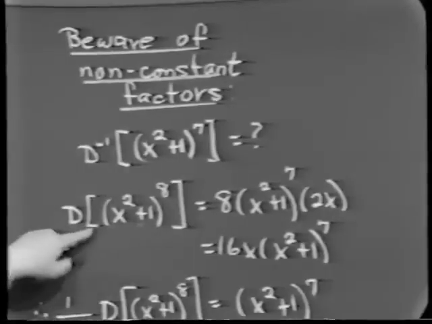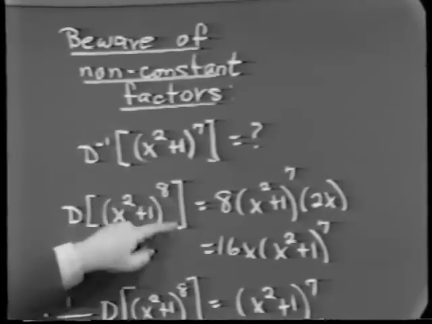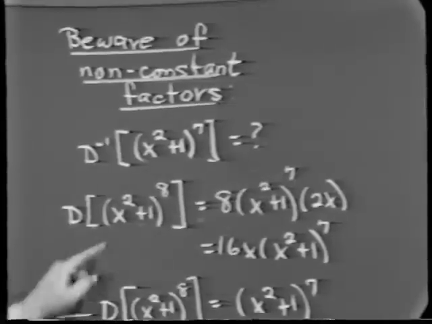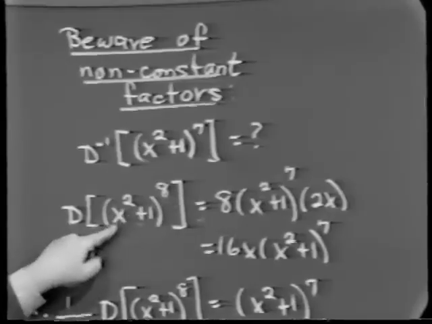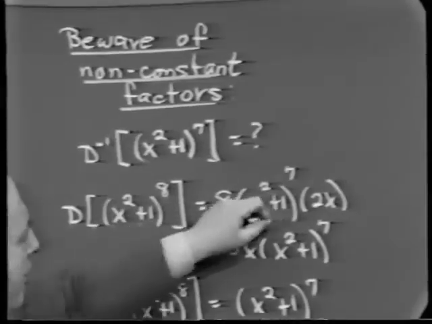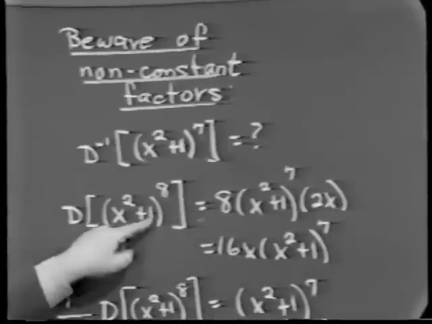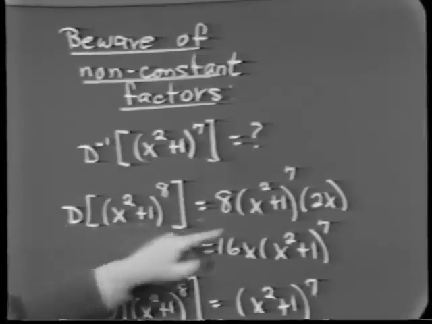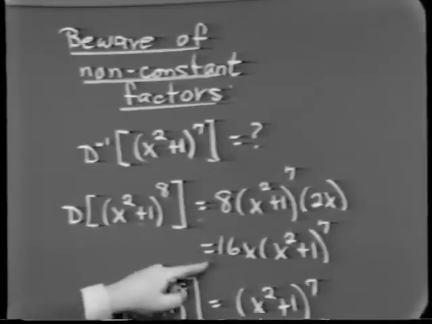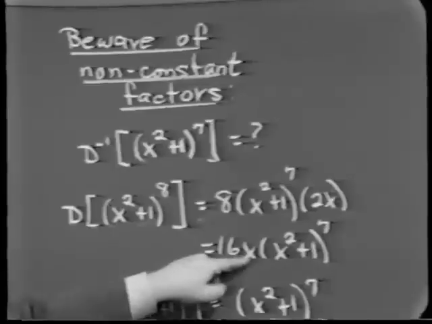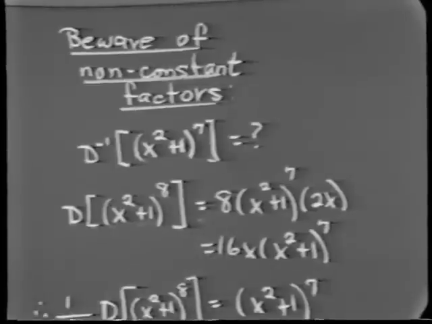So at any rate, I differentiate x squared plus 1 to the 8th power. I get 8 times x squared plus 1 to the 7th. But now by the chain rule, I must remember that this part was only the derivative with respect to x squared plus 1. The correction factor is what? The derivative of what's inside with respect to x. That's 2x. And so I wind up with that if I differentiate x squared plus 1 to the 8th, I get 16x times x squared plus 1 to the 7th.